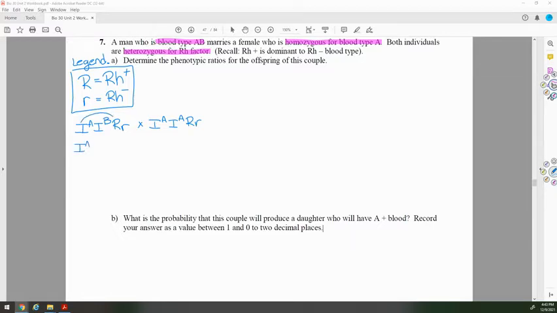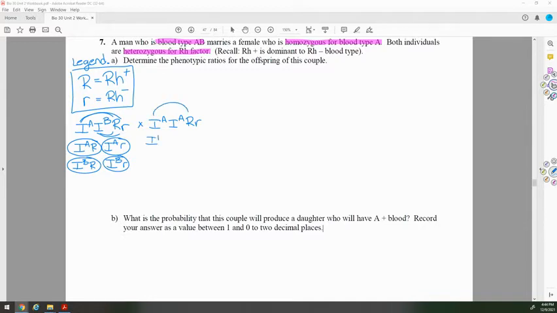Next, let's get the gametes. First gamete for the male is IA capital R. Second one is IA little r. Next, the inner two is IB capital R. And then the last two, IB little r. Because they are all unique, we're going to keep all of those to put into our Punnett square.